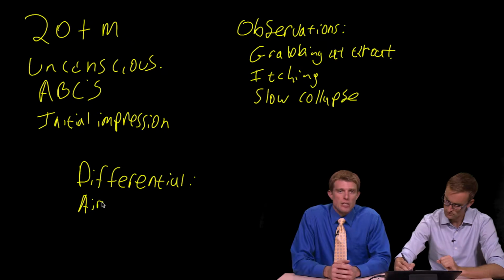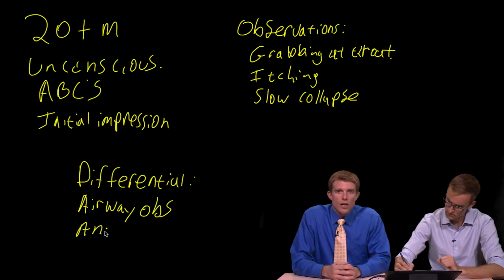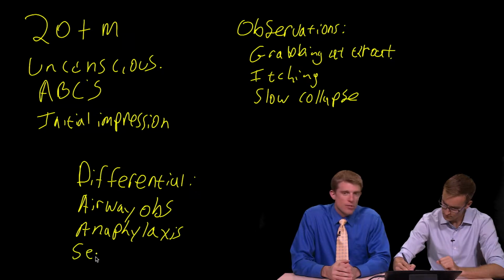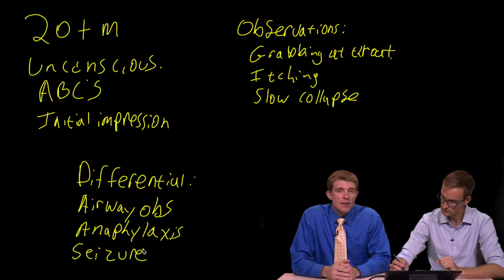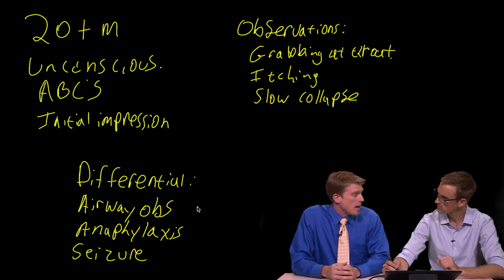You're going to think about anaphylaxis, and airway obstruction may be a component of that as well. We didn't see any seizure activity, but you should definitely be thinking about seizures in a young person that collapses suddenly like that. Other things that I would probably add to that list would be cardiac syncope.